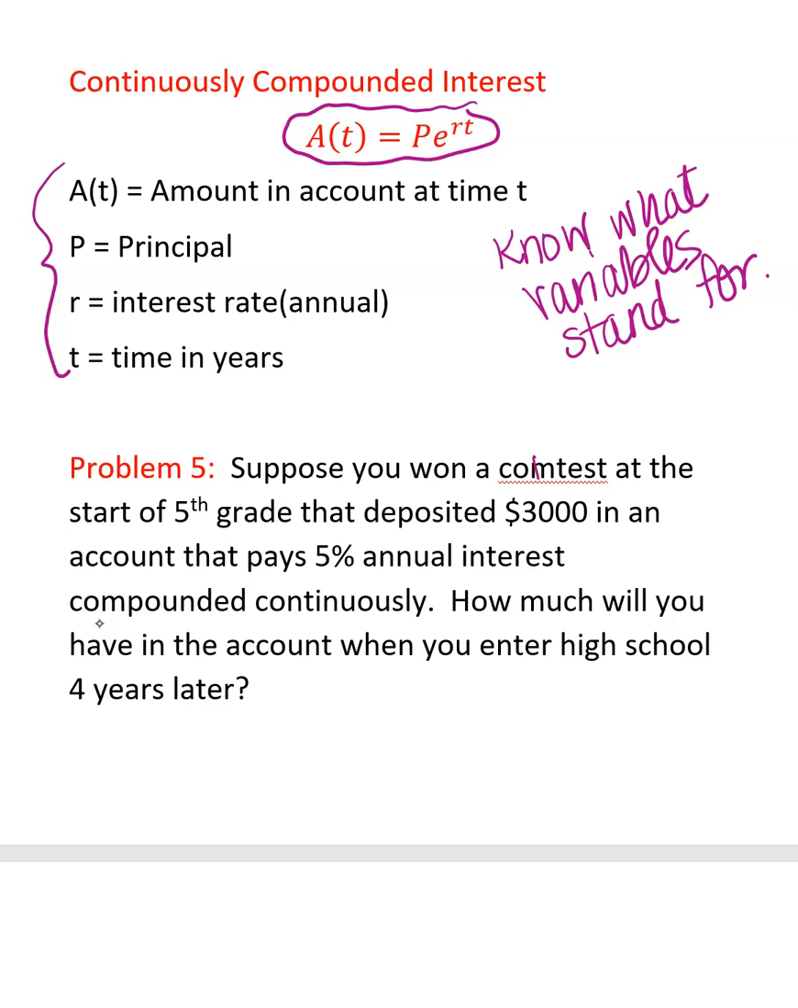So suppose you won a contest at the start of 5th grade that deposited $3,000 in an account that pays 5% annual interest compounded continuously. How much will you have in the account when you enter high school 4 years later? So A of 4 equals 3,000 e, your rate is 0.05. You do have to change that to a decimal. And we are looking at A of 4.